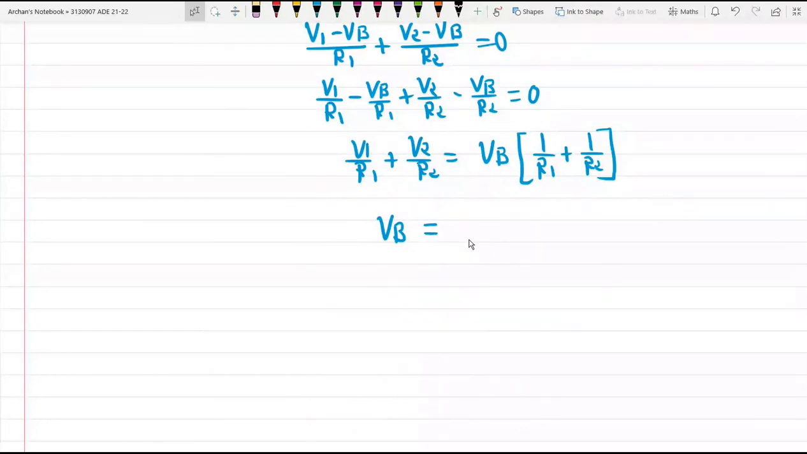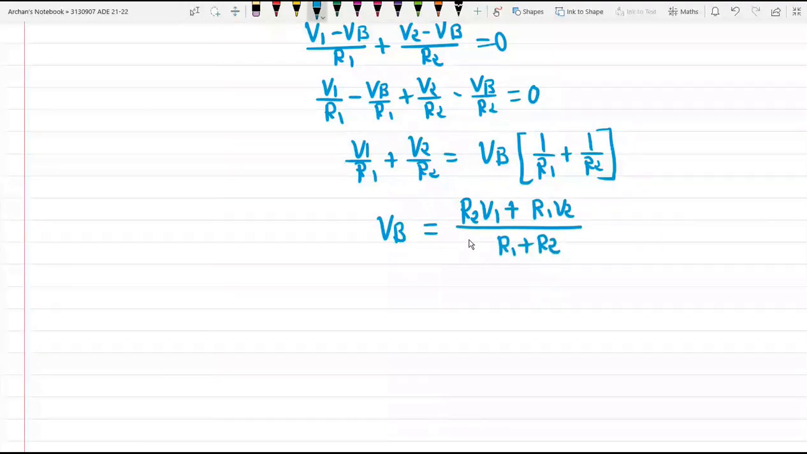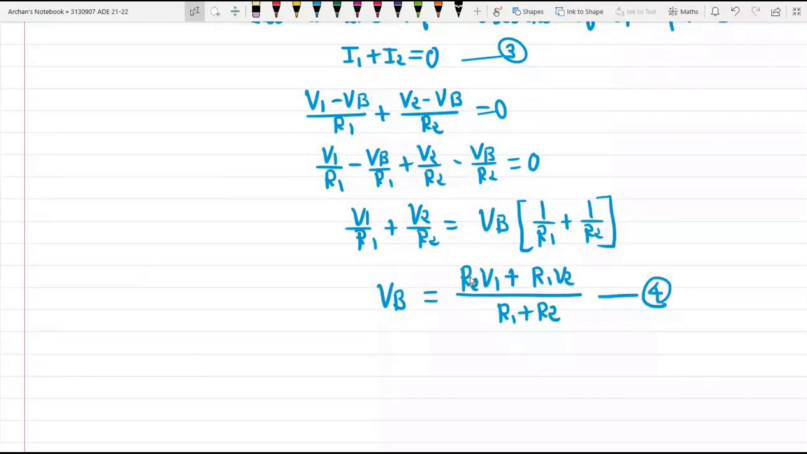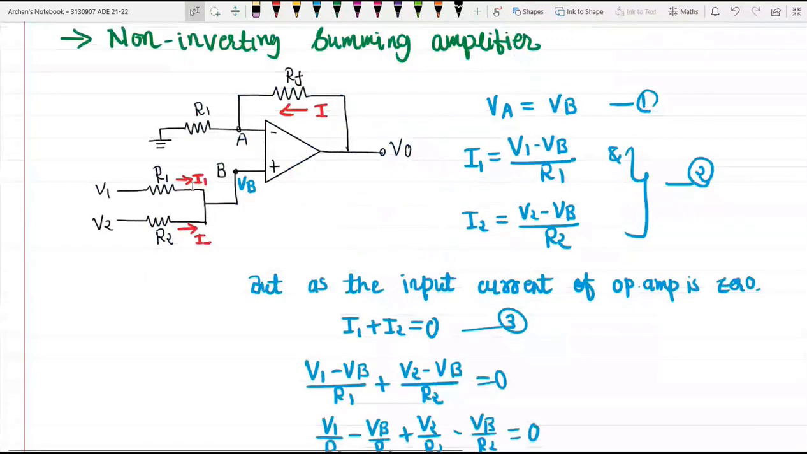From this we will be able to calculate the value of the potential at node B, VB, and it is equal to R2V1 plus R1V2 divided by R1 plus R2. This will be our equation number 4. So now we know the potential at node B is VB.